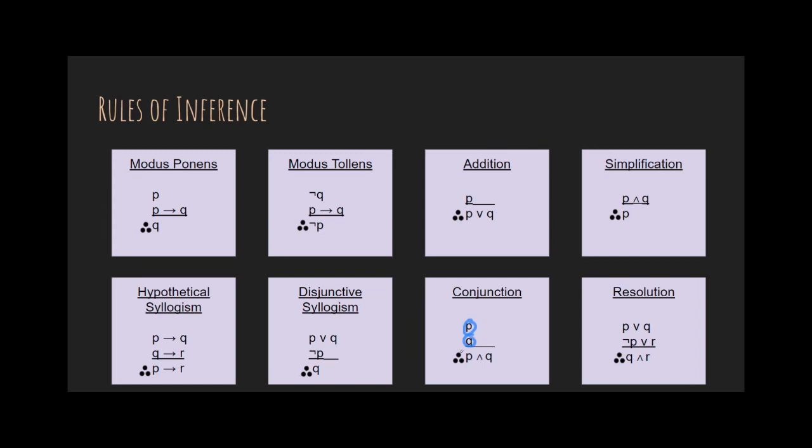P is true, Q is true, therefore P and Q are true. That's pretty simple. And lastly, now we have resolution. P or Q is true, negation of P or R is true, but since we can't have both of these as a possibility, Q or R is true.